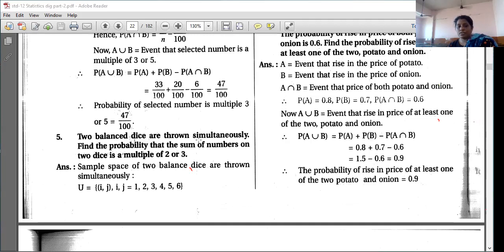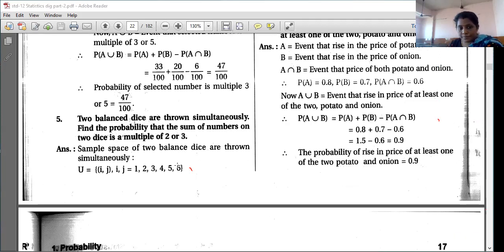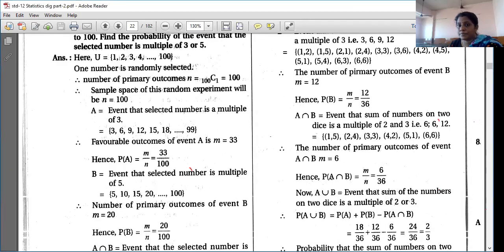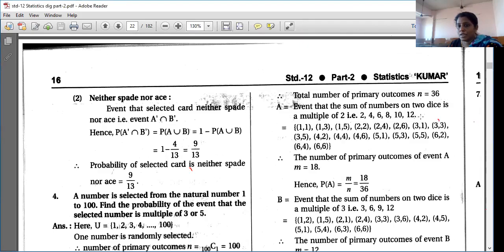Two balanced dice are thrown simultaneously. Find the probability that the sum of numbers on two dice is a multiple of 2 or 3. Same thing, right? Two balanced dice are thrown simultaneously. So how much will be the total outcome? 36. Two dice, so 36 will be the outcome. Total outcome is 36. And given that the sum of the numbers on the two dice is a multiple of 2.